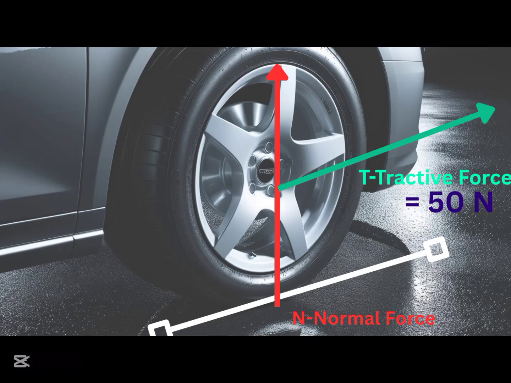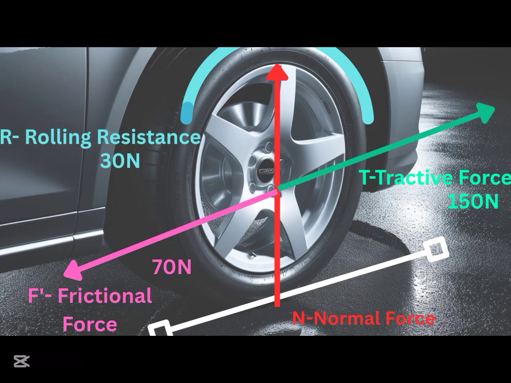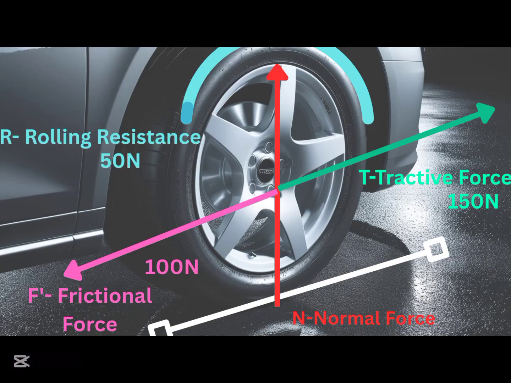If we want the vehicle to brake, like the driver should step on the brakes of the vehicle, then the frictional force and the rolling resistance must be equal to the tractive force. So we have to increase the frictional force from 70 to 100 and the rolling resistance from 30 to 50. That will only happen when the driver steps on the brake, thereby increasing the frictional force and rolling resistance. So the frictional force and rolling resistance is now 150 in total, which is 100 plus 50 newtons, and the tractive force forward is 150 newtons. Now 150 newtons minus 150 newtons will give us 0 newtons. That means the vehicle is not going to move. That is how the brakes work, and the brakes work to stop the vehicle.